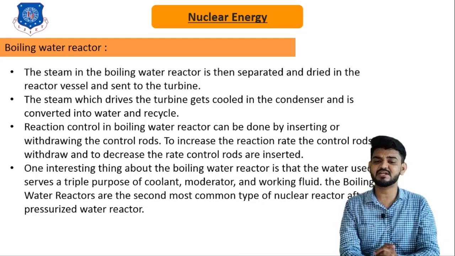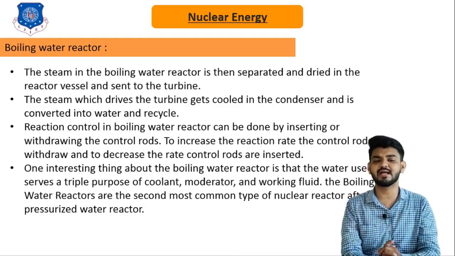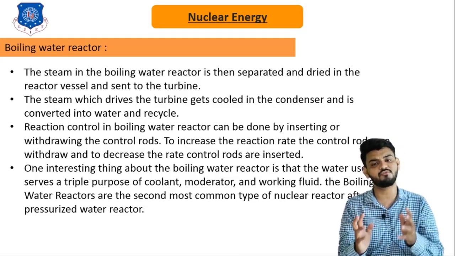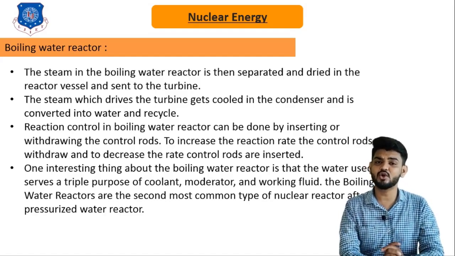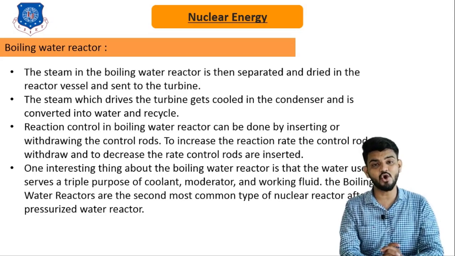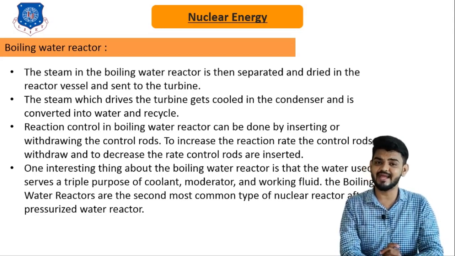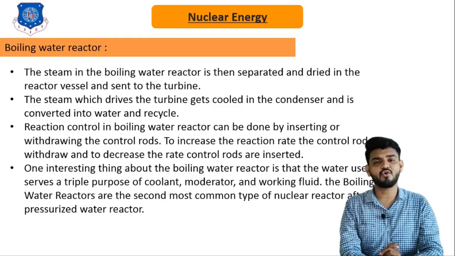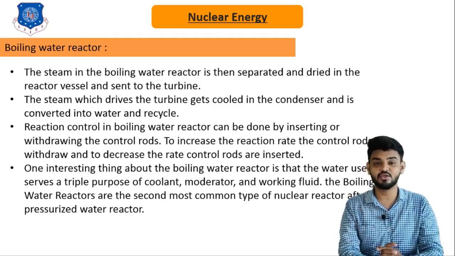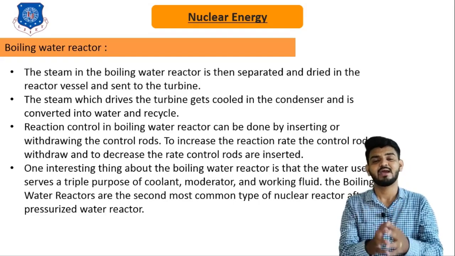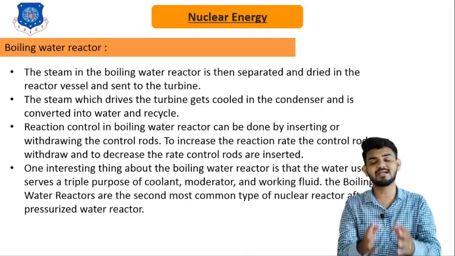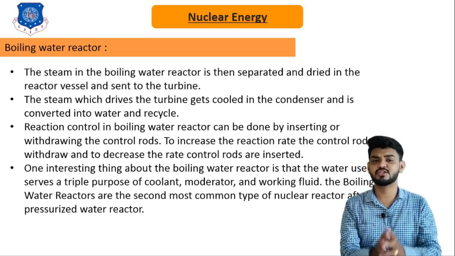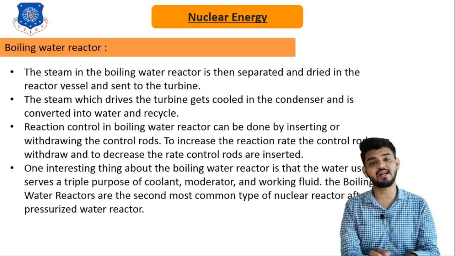The steam which drives the turbine gets cooled in the condenser and is converted into water, and it is recycled. So in order to control the nuclear reaction inside the core, control rods are used. They control the nuclear reaction. If you want to increase the nuclear reaction, you can remove the control rods, and if you want to reduce the reaction rate, then you have to insert these control rods. So this was all about the boiling water reactor.